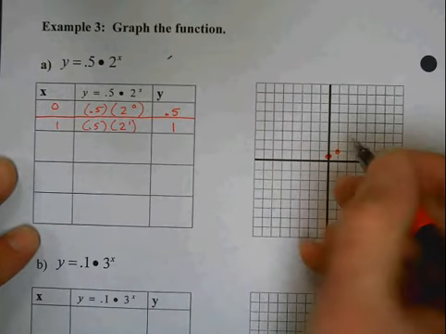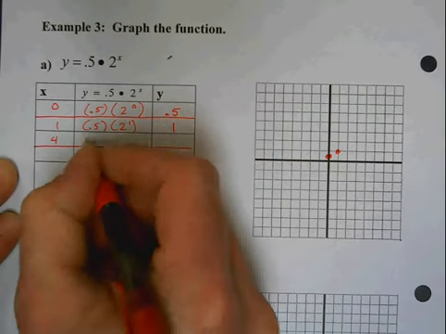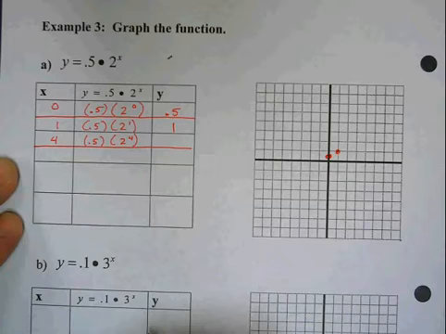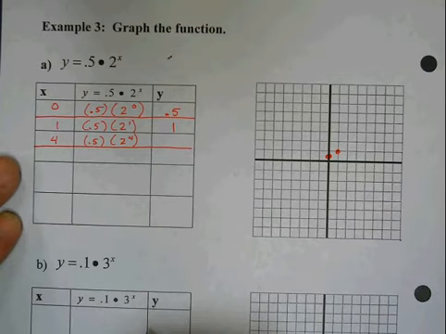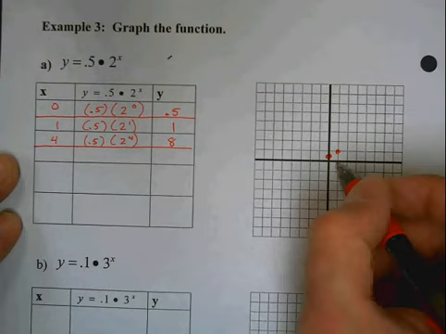Let's try another one. 4. 0.5 times 2 to the 4th. 2 to the 4th is 16. Half of 16 is 8. Because someone said 4.